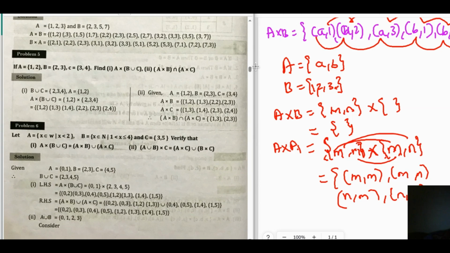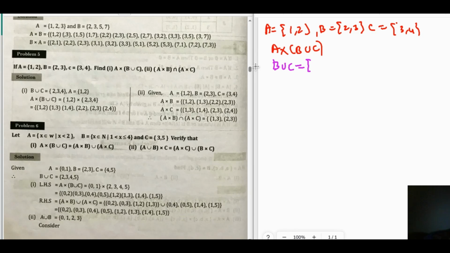Then the next question is, they have given A is {1, 2}, B is {2, 3}, C is {3, 4}. So here A cross (B union C) we have to find. So here first you will be finding B union C. What is B union C? Writing all the elements which are there in B and C, that will be 2, 3, 4.